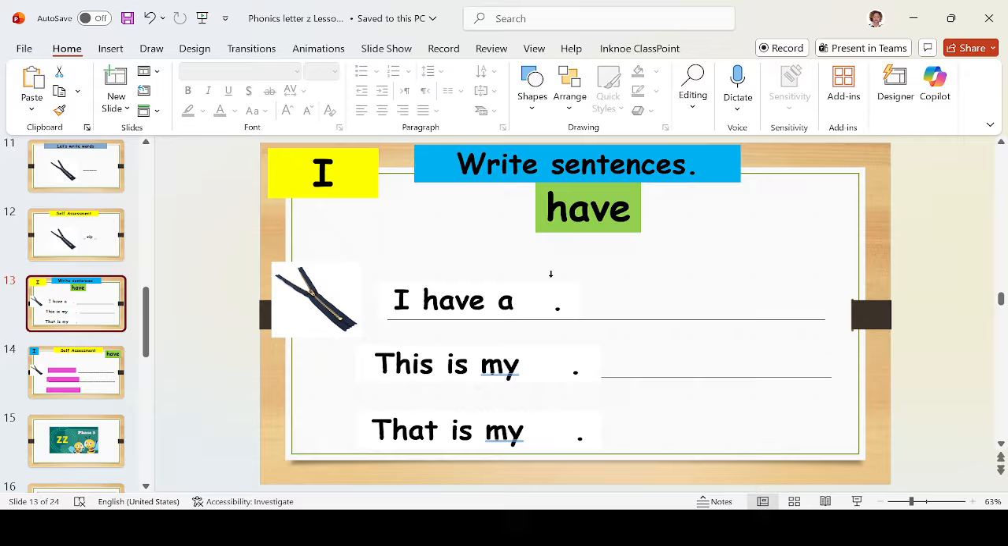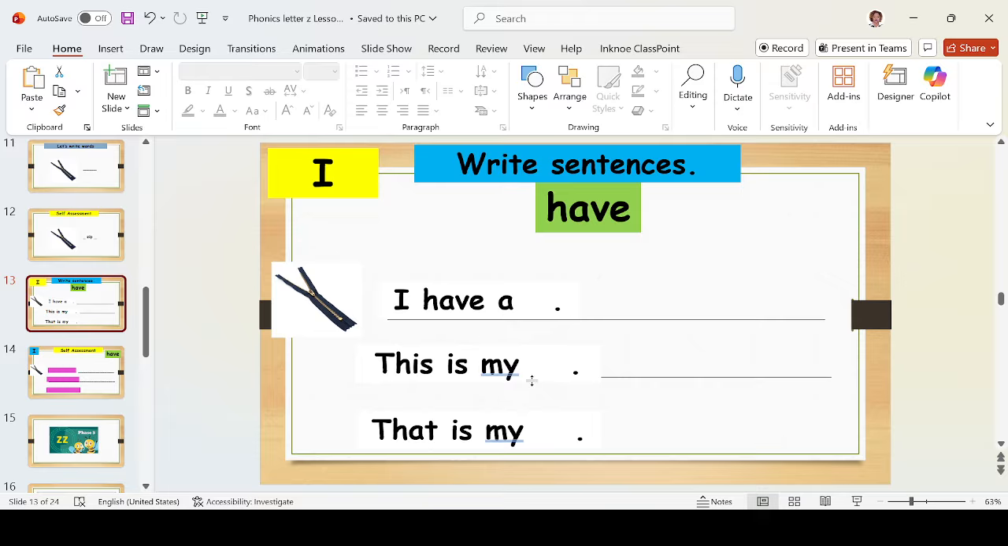Okay, pause the video and write I have a zip. When you are done, I want you to write this is my zip. That is my zip. Okay, remember to start with uppercase and also to put your finger space in between your words and the full stop.